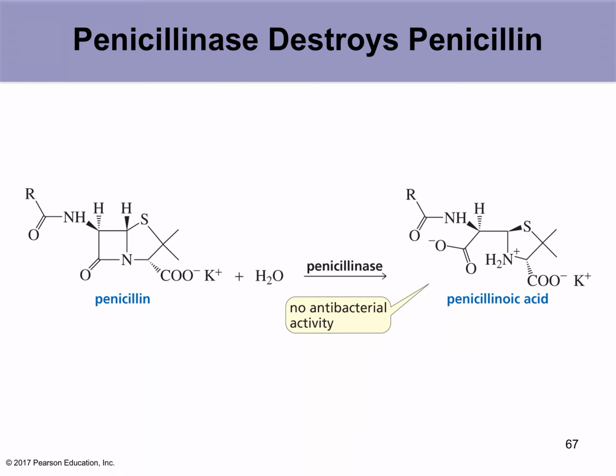Penicillinase destroys penicillin. This is how some penicillin-resistant bacteria destroy penicillin. So this is penicillin. Penicillinase opens up this ring, and the opened product, penicilloic acid, does not have any effect on the bacterial cell wall.